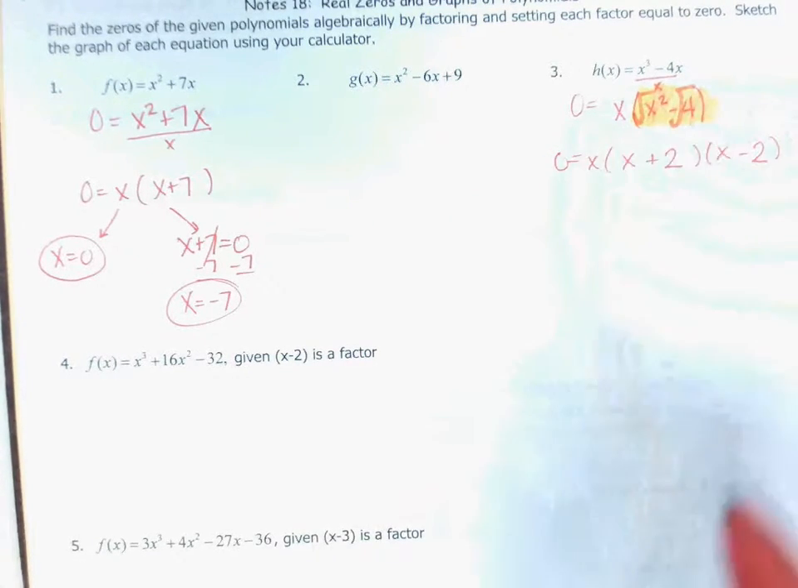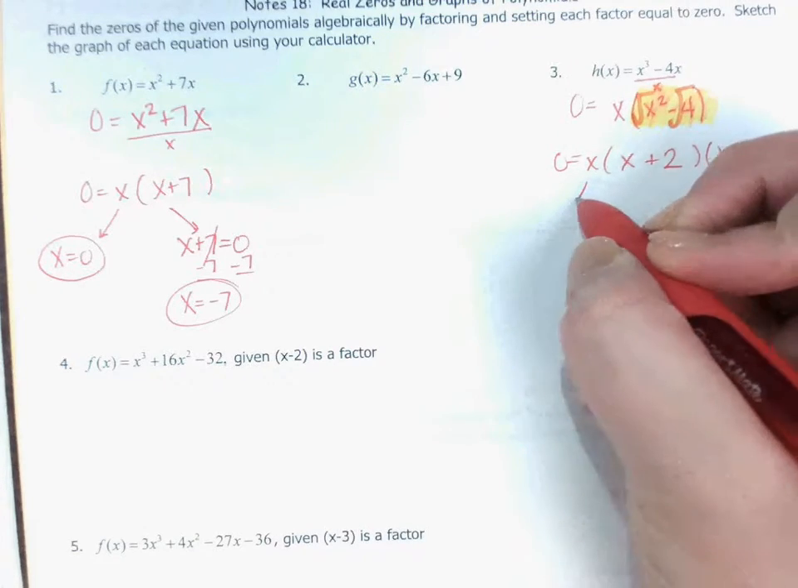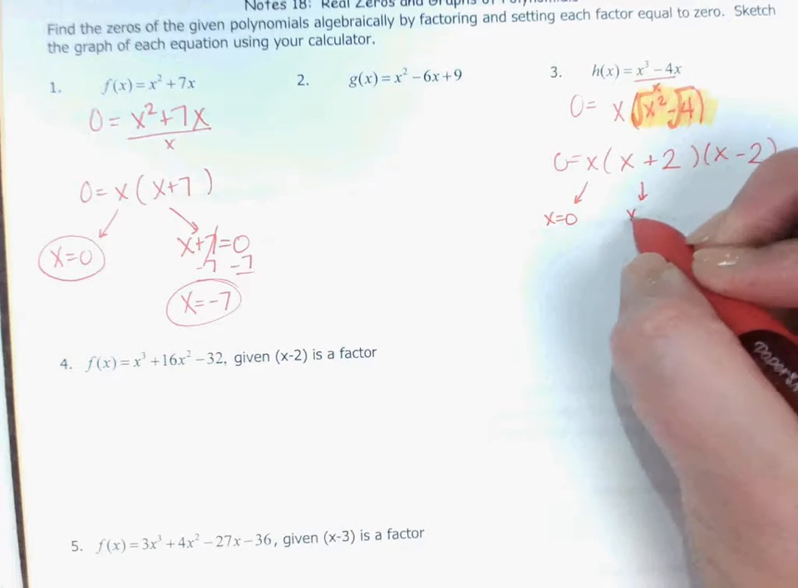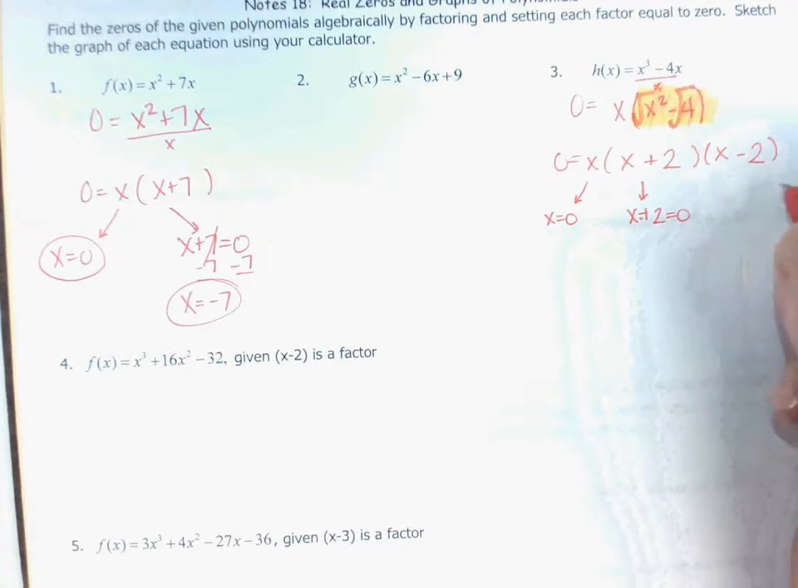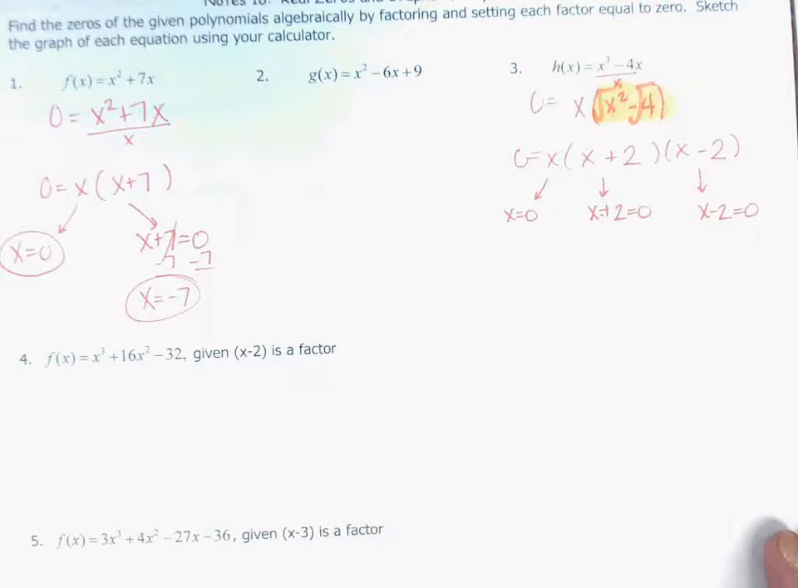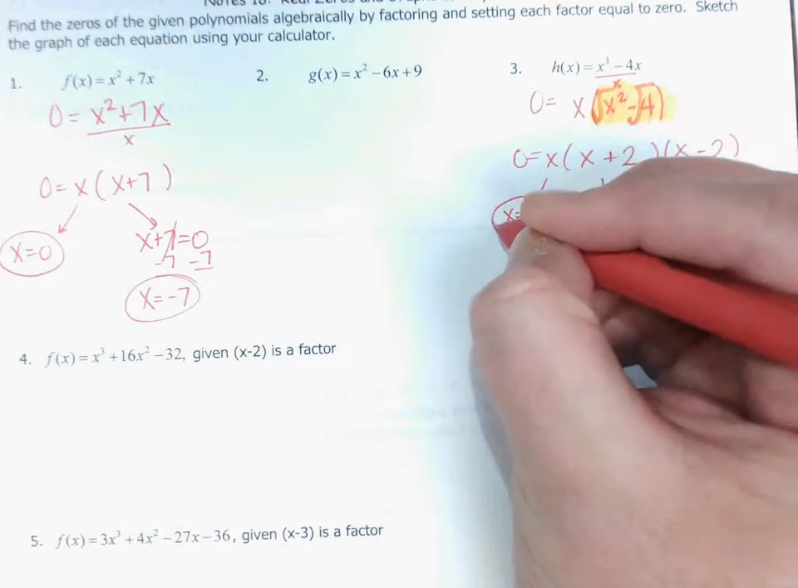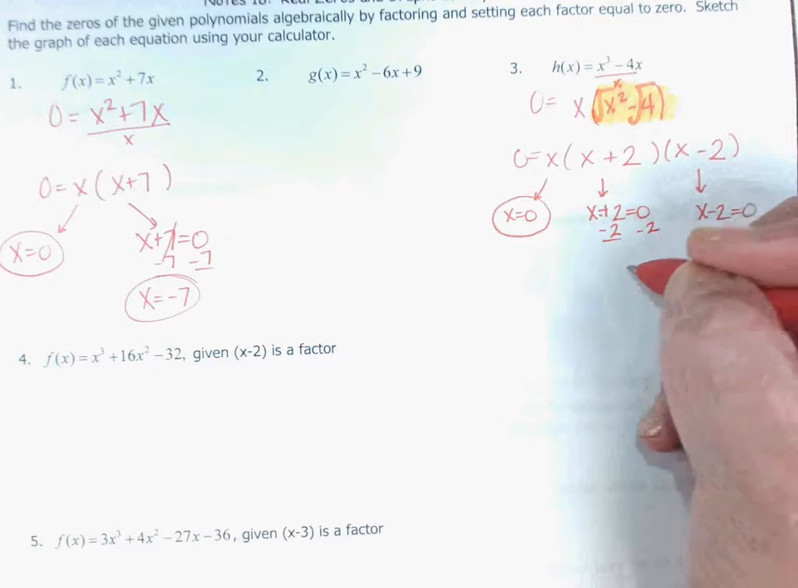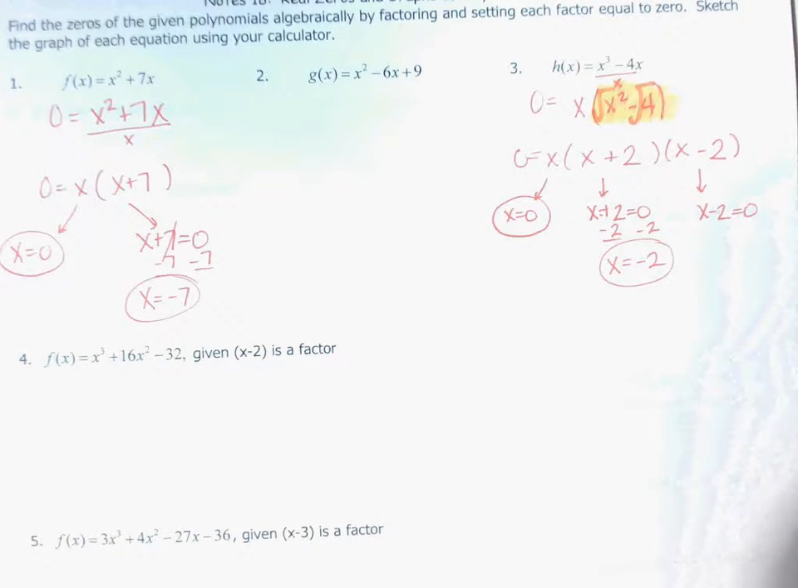Now, remember what we said. Whenever things multiply to 0, one of them has to equal 0. So you're going to set all 3 factors equal to 0 separately. This x is by itself. This is an x plus 2 equals 0. And this is an x minus 2 equals 0. Now, notice the first one's already solved. x equals 0, that's done. But x plus 2, how do I solve that to get x by itself if it's a plus 2 here? Minus 2 across. My answer just comes out to be negative 2.